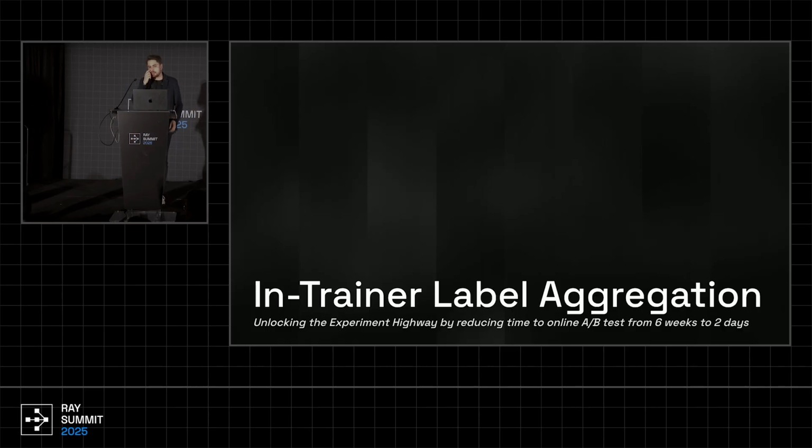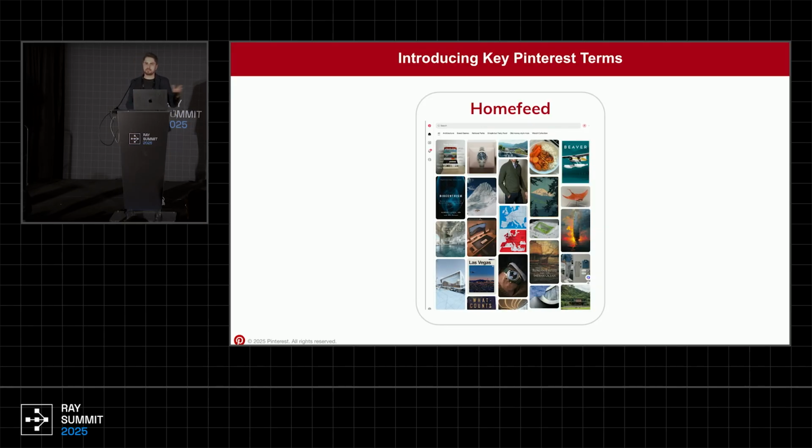This was basically an effort that helped us drive down the time to online experiment with new labels from 6 weeks to 2 days, so huge dev velocity improvement. But before we get into that, let's just quickly run through some key terms that we use across Pinterest so that we are all aligned when we are talking about the examples.